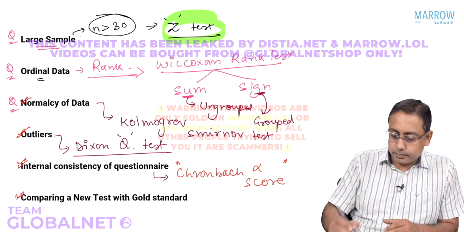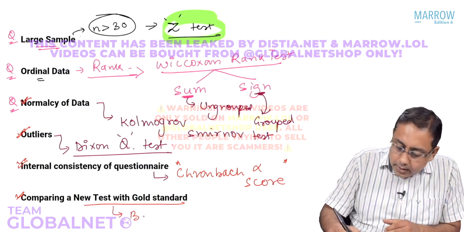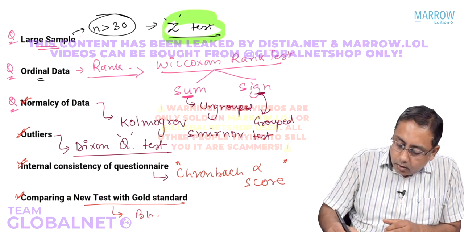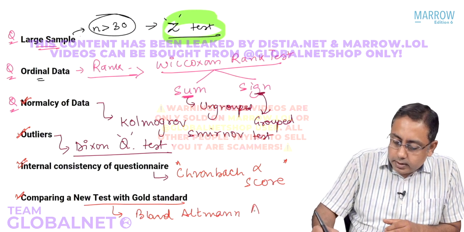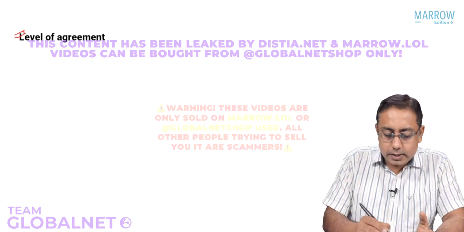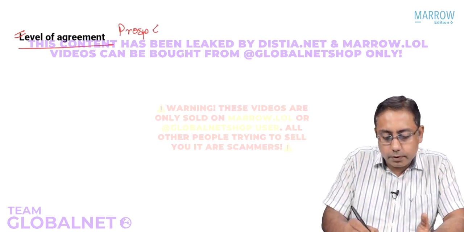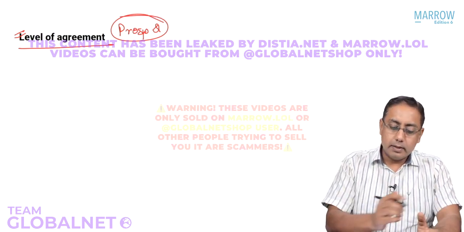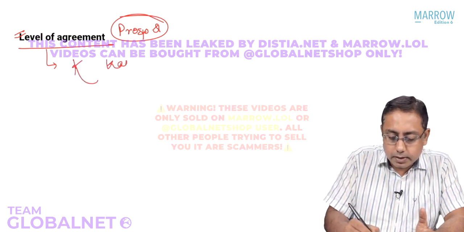Comparing a new test with a gold standard test is done using a statistical test called the Bland Altman analysis. Next, another type of biostatistical test is to check for the level of agreement. This could be your prospective MCQ, it could be anytime in your exams. The level of agreement is given by a kappa test.